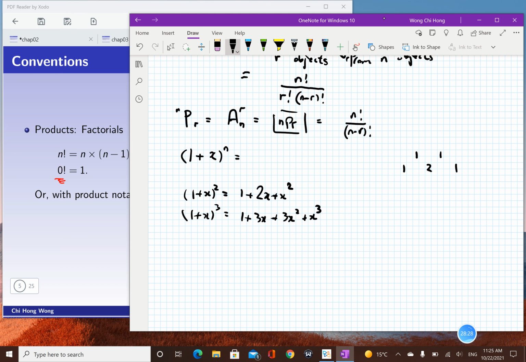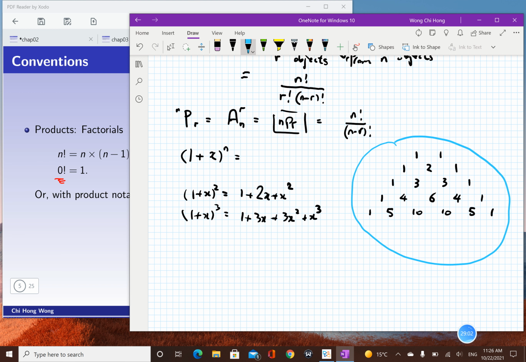Or you may have seen this picture before. The problem with recorded videos is that I can't actually ask questions and receive immediate responses from you. Has anyone seen this picture before? This has a name. It's called Pascal's triangle. It's called something different in China, but for us, it's called Pascal's triangle.